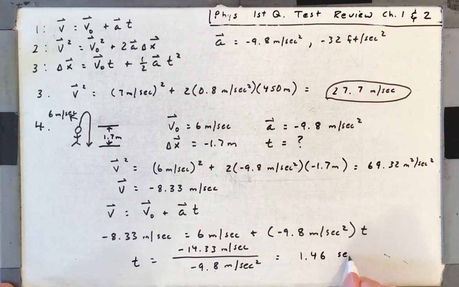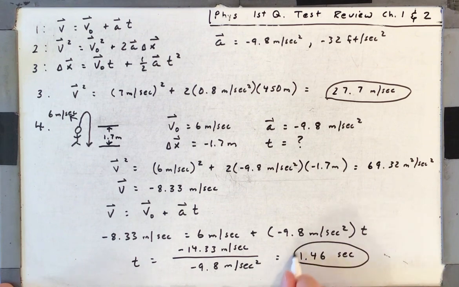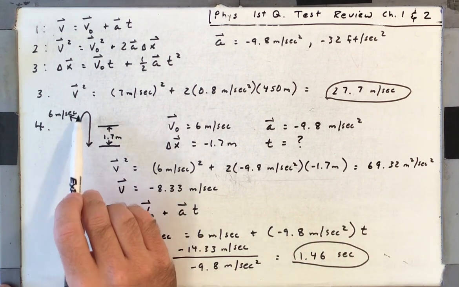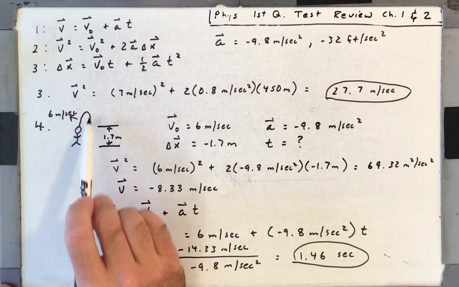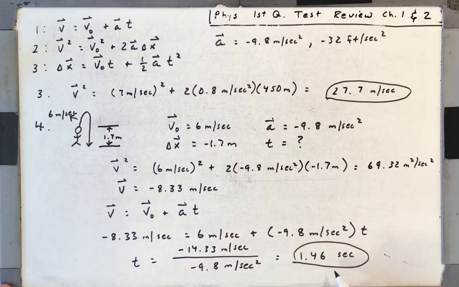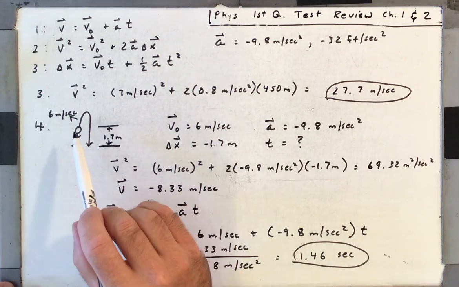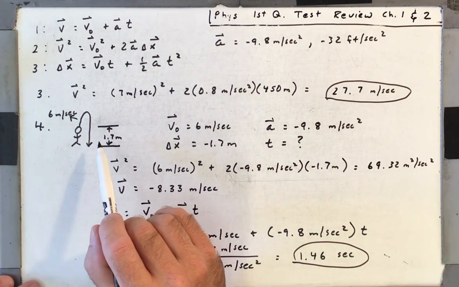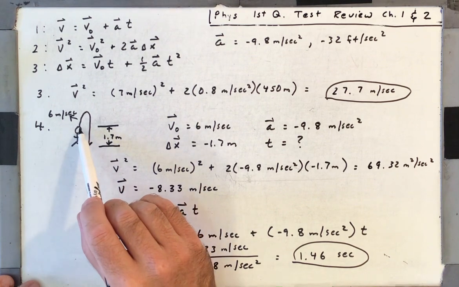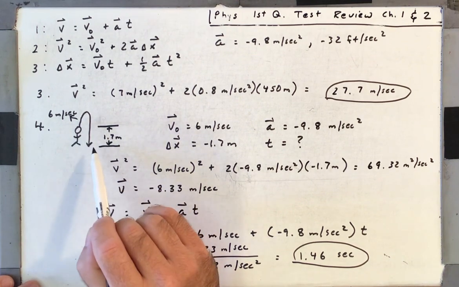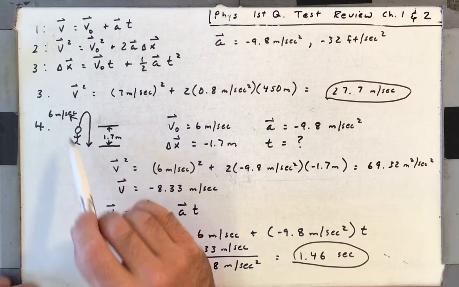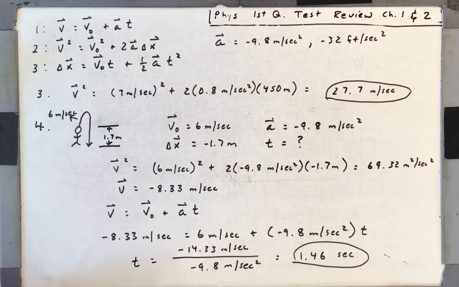Does that answer make sense? Yeah, it makes sense. If someone's heading a soccer ball straight up, and you put a stopwatch on it, does 1.46 seconds make sense? Yeah. The answers that wouldn't make sense are if you got like 0.1 seconds, right? Well, it's going to be in the air a lot longer than that. Or if you got 40 seconds, you know it's not going to be in the air that long either. So that answer makes a lot of sense.